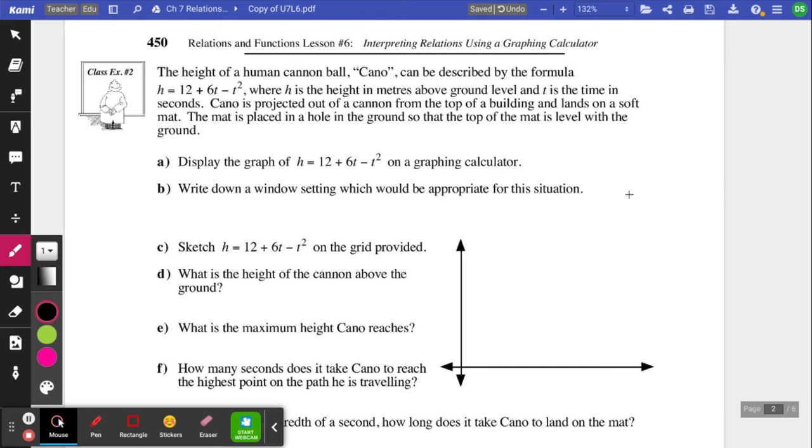Okay, the height of a human cannonball, Cano. Okay, you could be the human cannonball. Can be described by the formula h equals 12 plus 16 minus t squared, where h is the height in meters above the ground level and t is the time in seconds. Cano is projected out of a cannon, this would be fun, from the top of a building and lands on a big old soft mat.